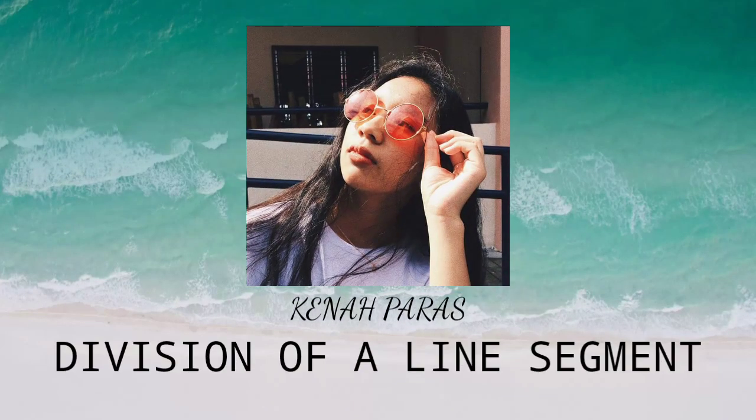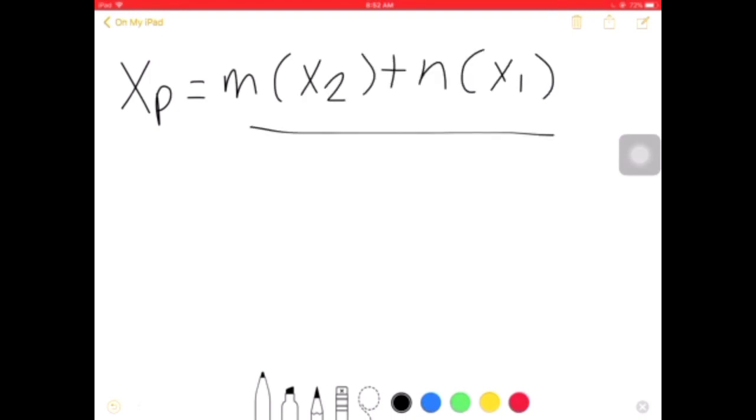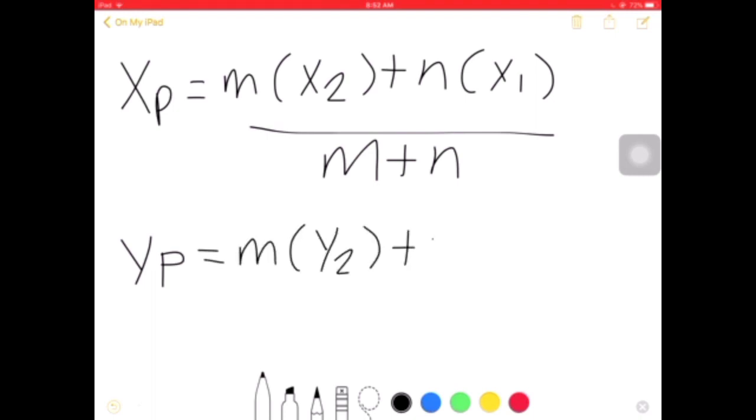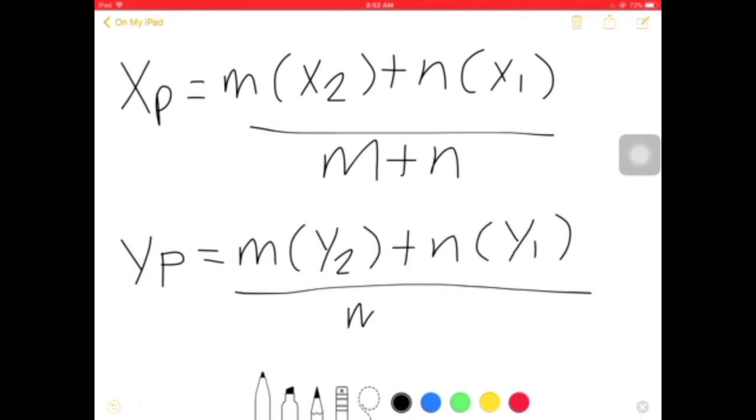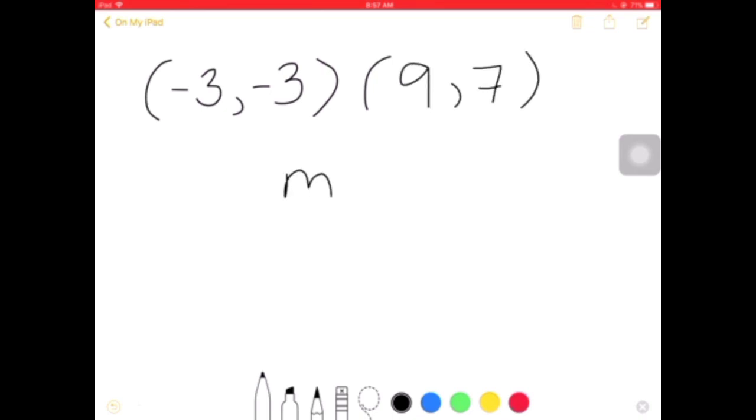Hi, this is Kenah. I will be teaching you the 5th lesson, division of a line segment. Here's a sneak peek at the formulas we'll be using. The given for point A is negative 3 and negative 3, while the given for point B is 9 and 7. M is to N is the formula for our ratio, which is 3 is to 3.